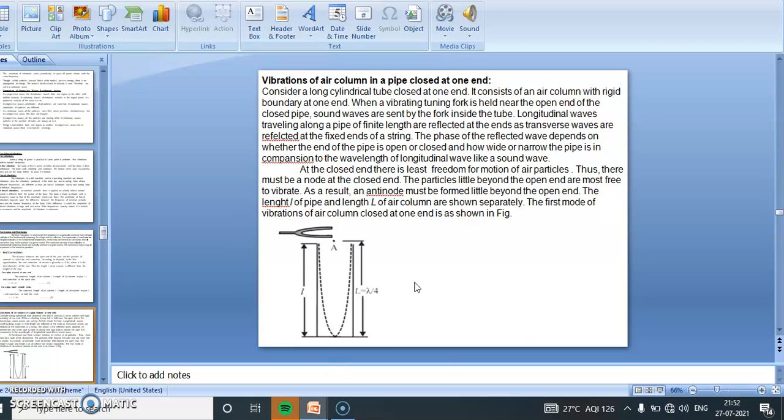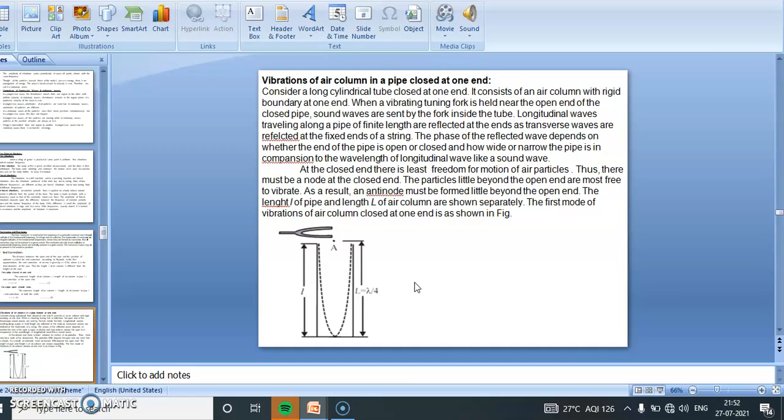Consider a long cylindrical tube closed at one end. It consists of an air column with a rigid boundary at one end. When a vibrating tuning fork is held near the open end of the closed pipe, sound waves are sent by the fork inside the tube. Longitudinal waves traveling along a pipe of finite length are reflected at the ends, as transverse waves are reflected at the fixed end of a string.